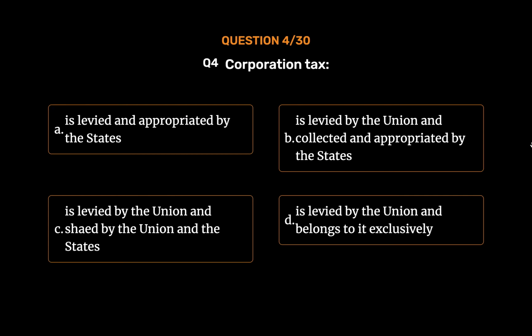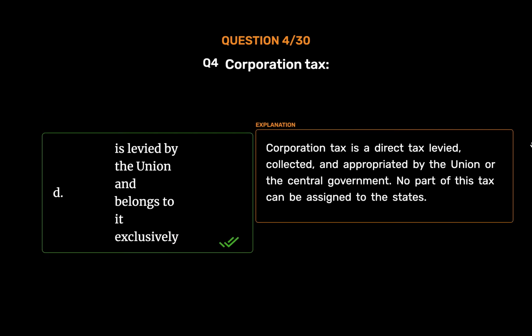The correct answer is Option D. Is levied by the union and belongs to it exclusively. Corporation tax is a direct tax levied, collected, and appropriated by the union or the central government. No part of this tax can be assigned to the states.